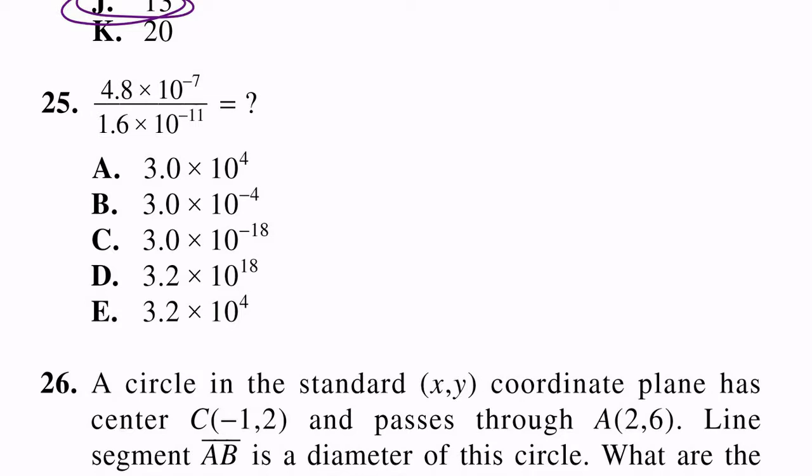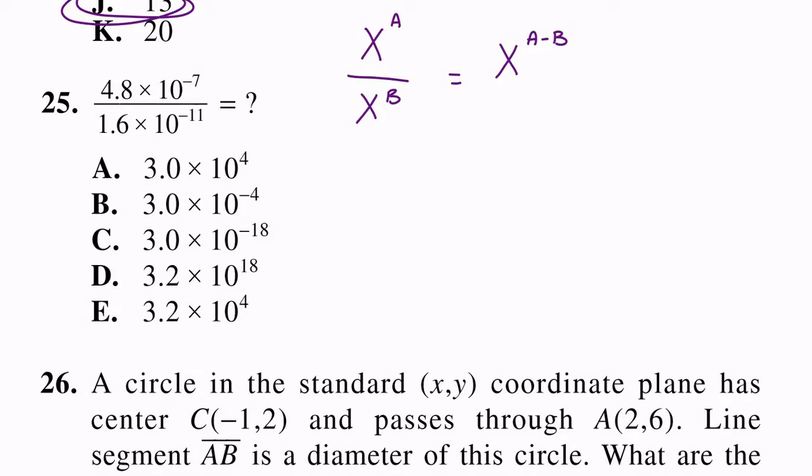Number 25, here we have a question dealing with exponents. If we remember our exponent rule, we know that when we're dividing exponents, we really just subtract them. So if we have x to the power of a over x to the power of b, that is equal to x to the power of a minus b.